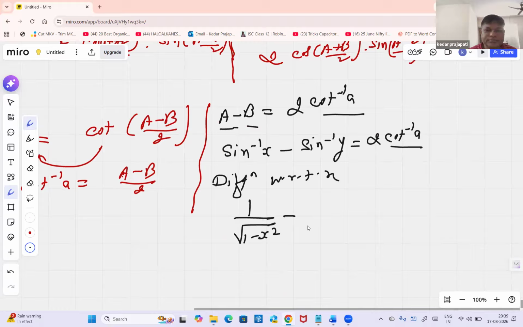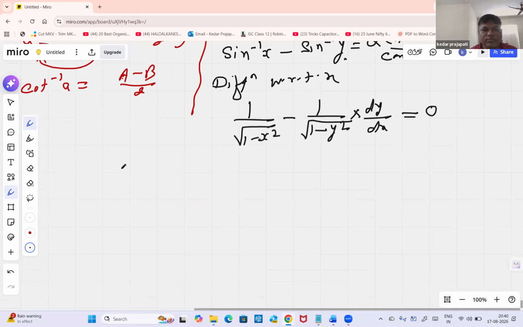Minus the derivative of sine inverse y, which is 1 by root over 1 minus y square, right? And this will become dy by dx, right? And this is a constant, so the differentiation of the constant will be 0, right? Now you can easily write it like this, right?